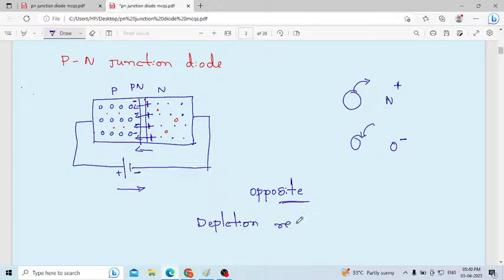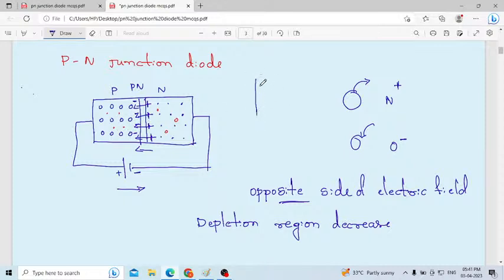What will happen? This will decrease because of the opposite side of electric field. That one you have to remember. Because of the opposite side of an electric field, you will observe a decrease in the size of the depletion region. Then when this depletion region decreases, easily these electrons will cross the region.